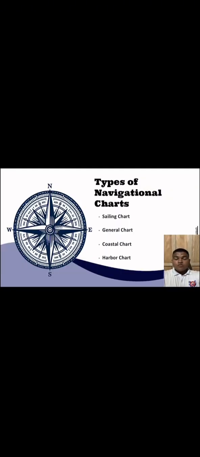What we see here are the different kinds of navigational charts: the sailing charts, the general charts, the coastal charts, and lastly, the harbor charts. To further discuss these types of charts, I would like to call on my group mates to explain each of these different kinds of chart.